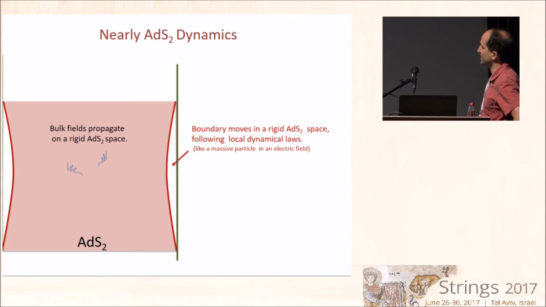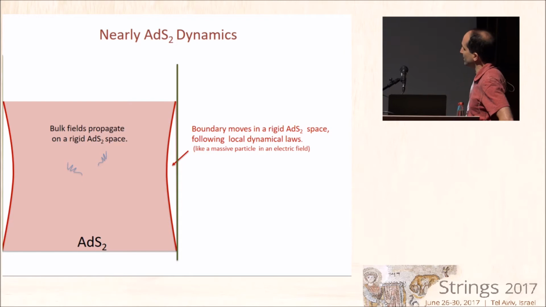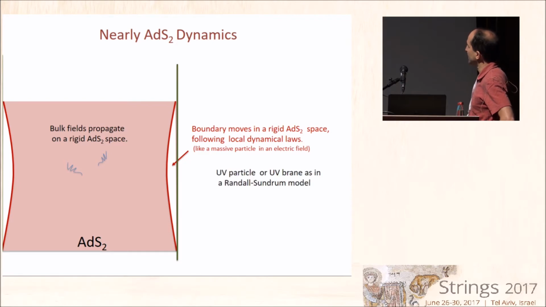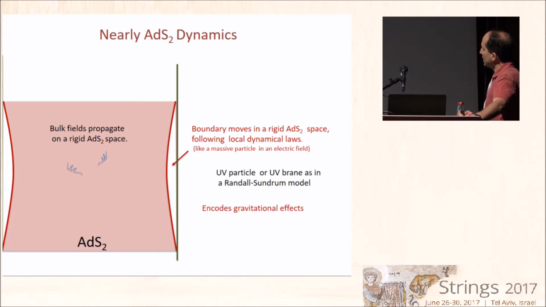This boundary has some dynamics in the sense that it represents a particle moving in AdS2, following some local dynamical laws. You can think of this as a massive particle in an electric field, so that's why it's accelerating towards the boundary instead of falling into the AdS2 space. We can also think of this as the kind of UV brane as in a Randall-Sundrum model. The motion of this boundary will encode all the gravitational effects. So these matter fields are subject to gravity, but only through the motion of this boundary.